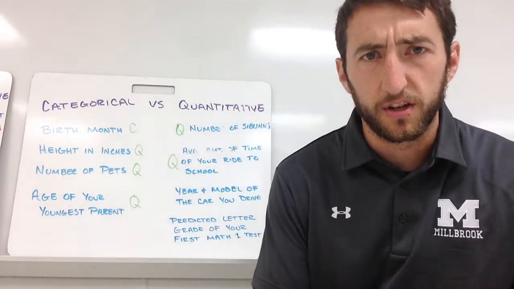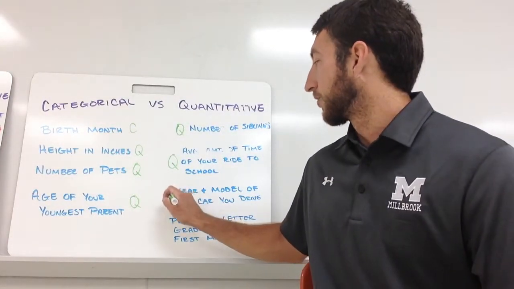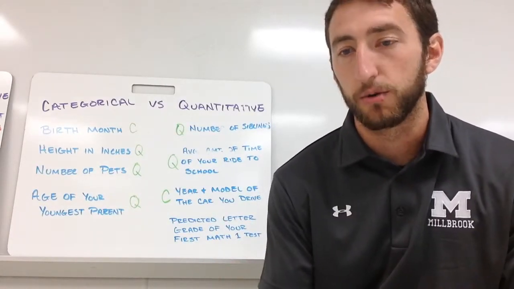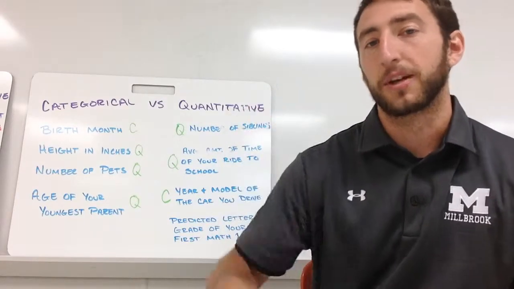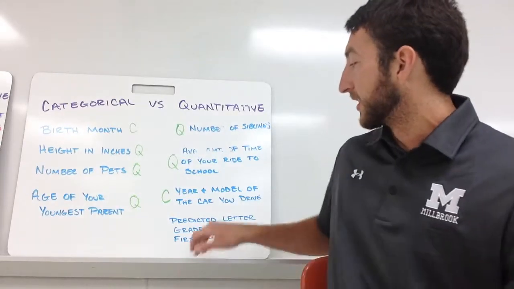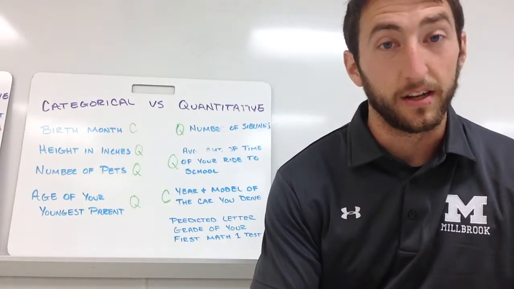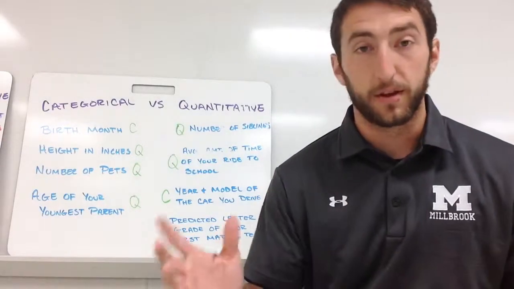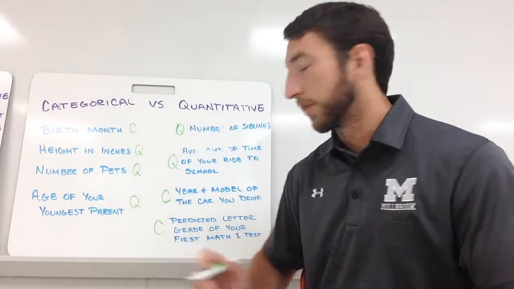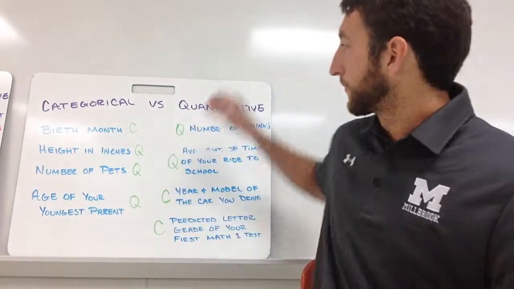Alright, what about the year and the model of your car? So this one's a little bit tricky. This one's actually categorical because the year kind of labels your car. It's not really a measurement of how old your car is. It's just the label, like you have a 1999 Ford Fusion or something like that. And then the predicted letter grade of your first math test, that is either an A, B, C, D, or F. So that's not really measured by anything, so that one's going to be categorical. Now if we measured it on the scale from 0 to 100, then that would be quantitative.